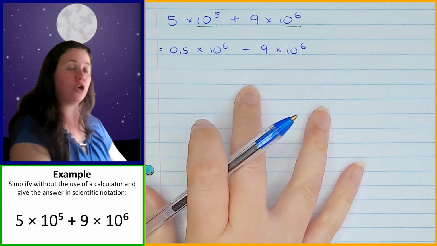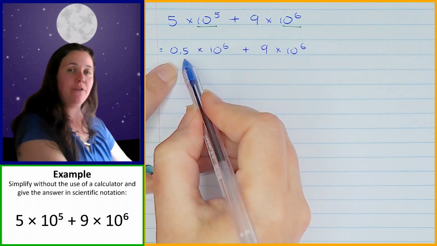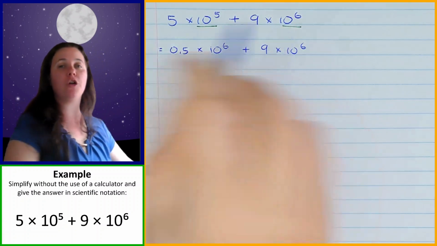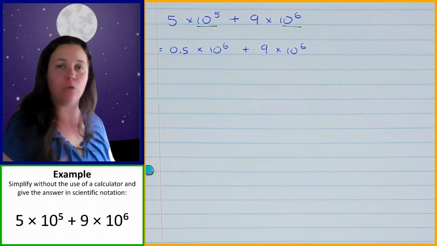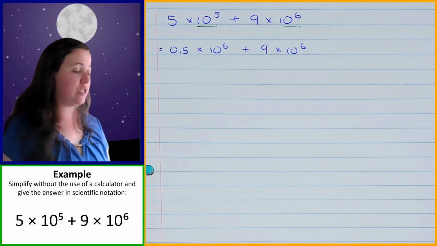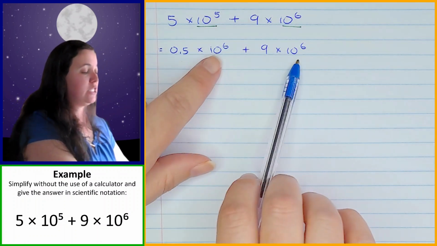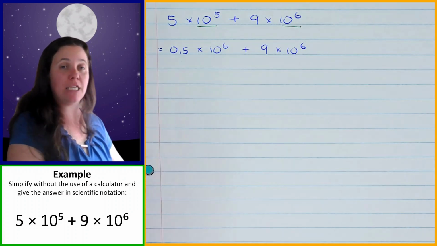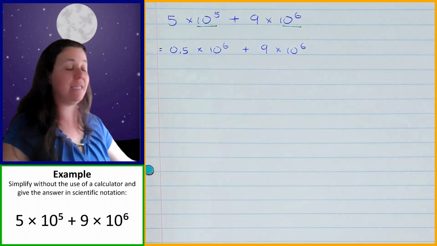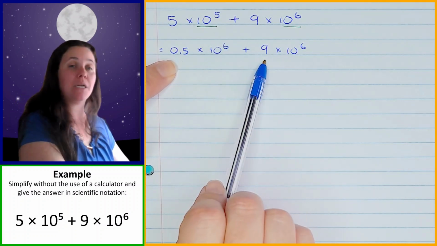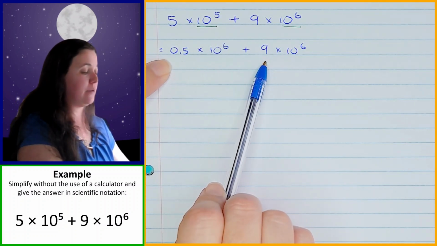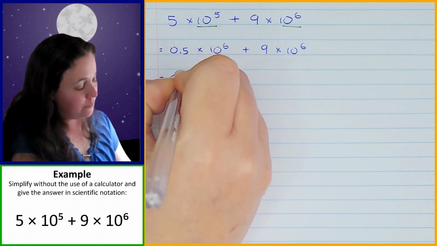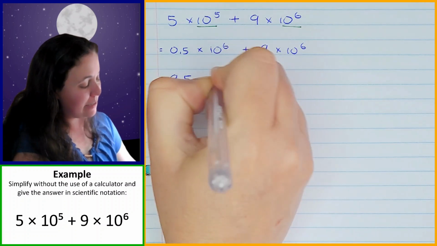So now what I've got over here is 0.5 10 to the power of 6s, and I've got 9 10 to the power of 6s. So I want to know how many 10 to the power of 6s there are altogether. So I'm going to be adding them together. Like I said, the power of 10 isn't going to change. It's still going to be some 10 to the power of 6. I just need to know how many there are. So it's 0.5 plus 9, and I'm adding those together. Okay, so 0.5 plus 9 is going to be 9.5, and then that is times 10 to the power of 6.